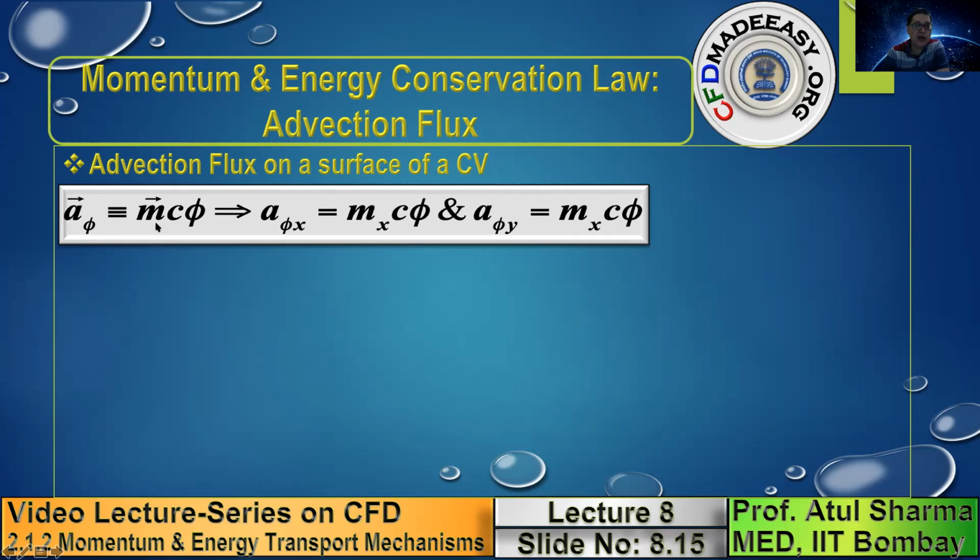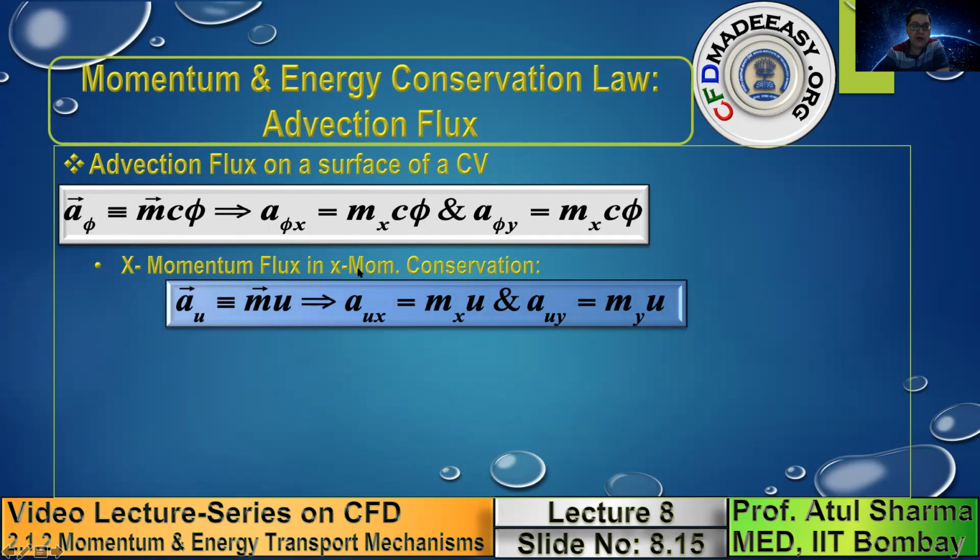So advection flux is a product of mass flux. This C is equal to specific heat in the case of the energy equation and 1 for the momentum equation. And this has two components. I had mentioned that this flux is a vector term, and this A phi x equals m c phi. Let me show you what this term is. For x momentum flux, if you consider x momentum conservation, then you encounter x momentum flux, where phi is equal to u. So if you substitute phi here, this becomes A vector u. C, I had mentioned, for the momentum equation is equal to 1, and phi is u.